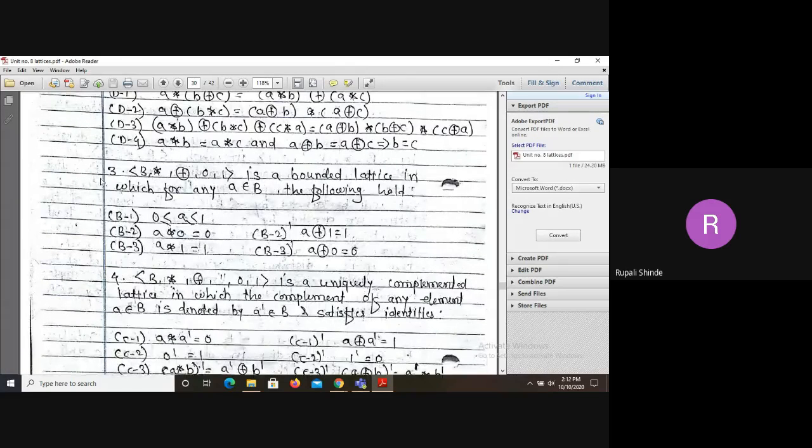Have you understood this third part for bounded lattice? Ma'am, can you repeat again?